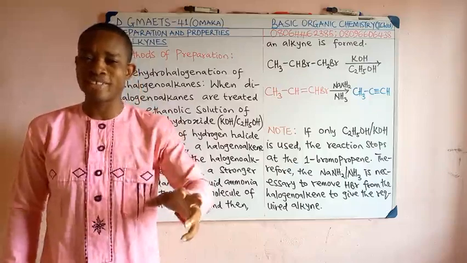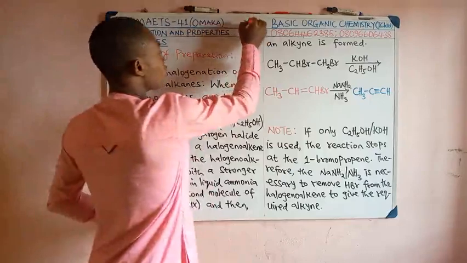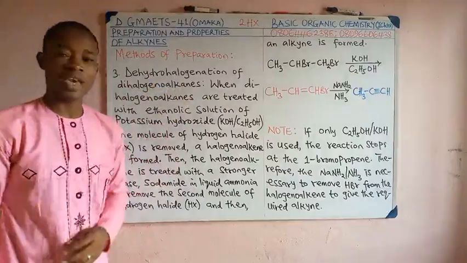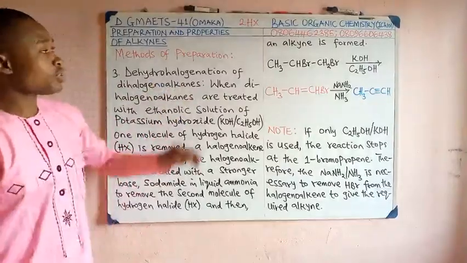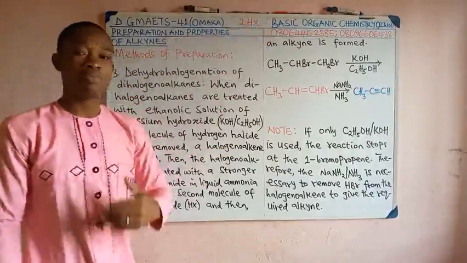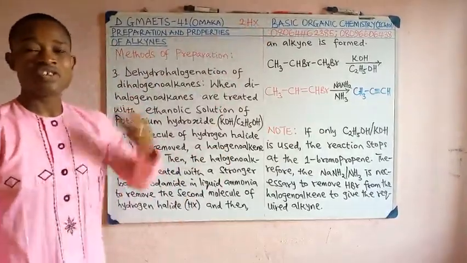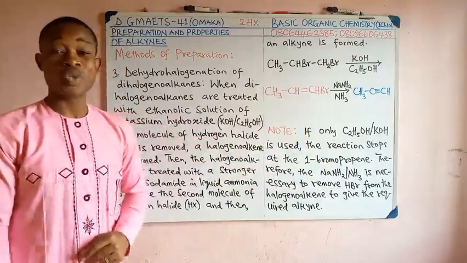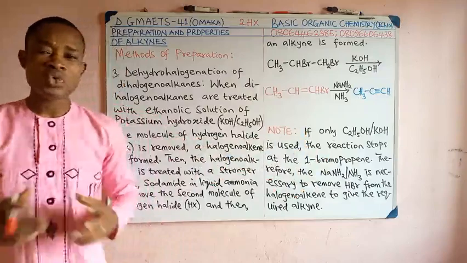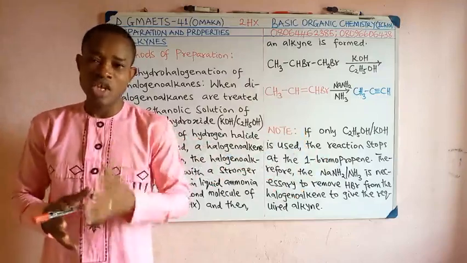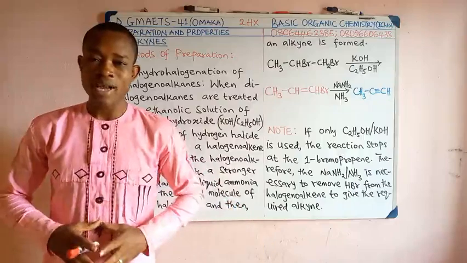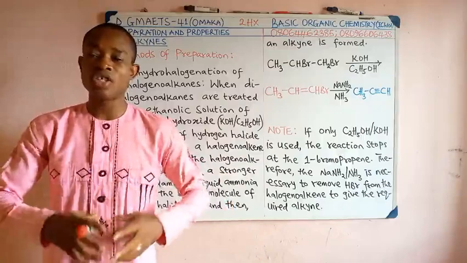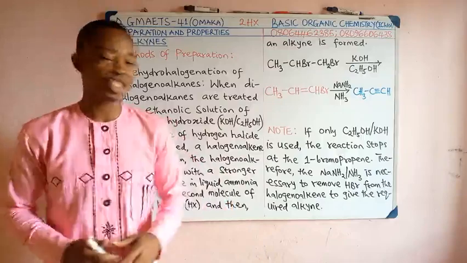hydrogen halide. 2 molecules of HX will be removed from the dihalogenalkanes. Is that okay? And once these two molecules of hydrogen halide are removed from the dihalogenalkane, the resulting compound is the alkyne that we wish to prepare. But this reaction generally takes 2 steps. What are the steps? That is why you should get to know the reagents used for the dehydrohalogenation process.